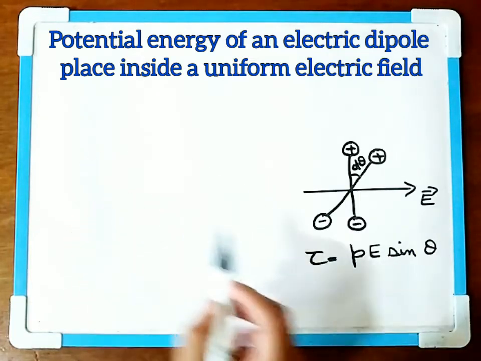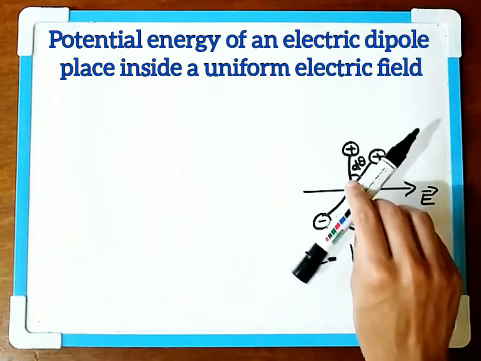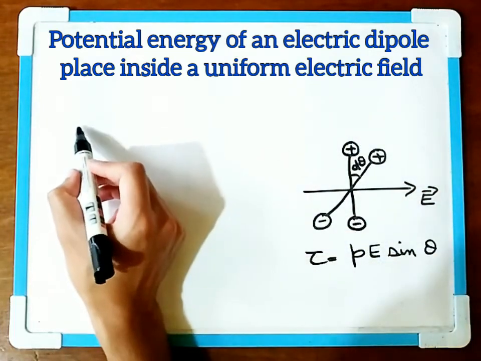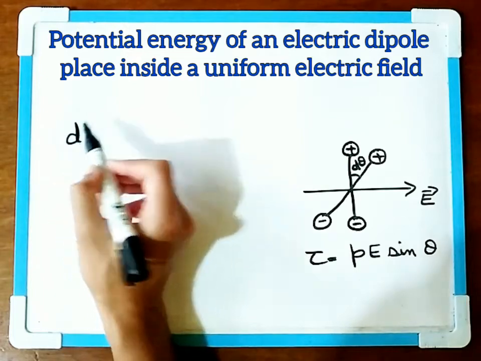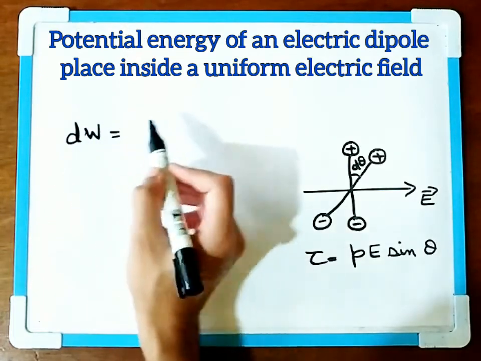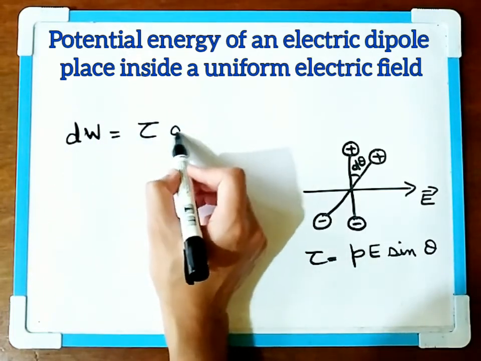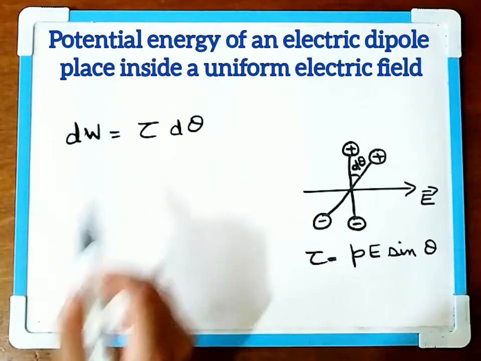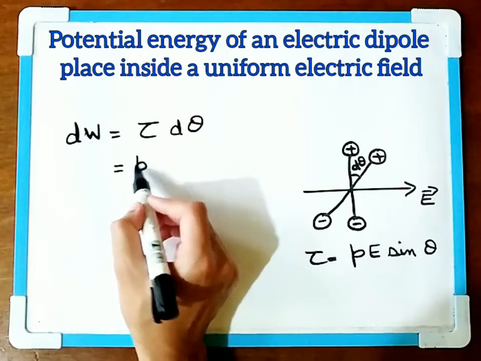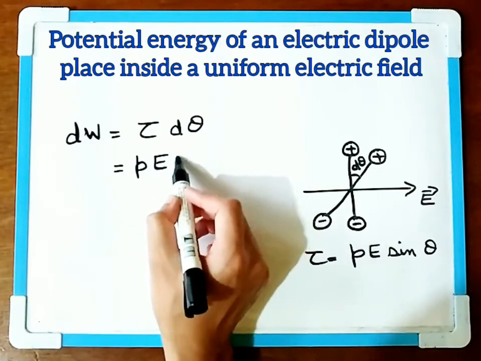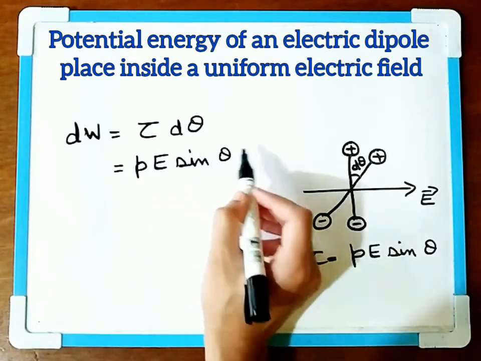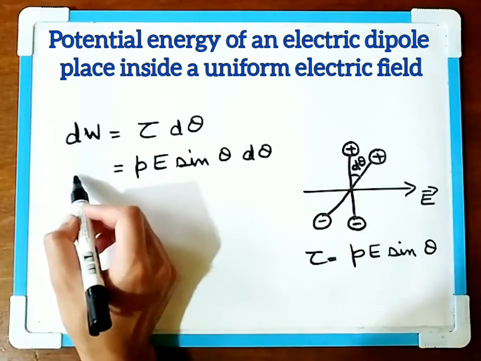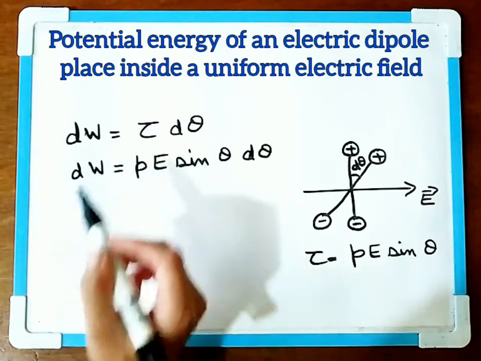So the small work done in displacing the dipole against the torque is given by dW, and this work done is equal to tau d theta. Here tau is equal to PE sine theta, so dW equals PE sine theta d theta. This is a small amount of work done.